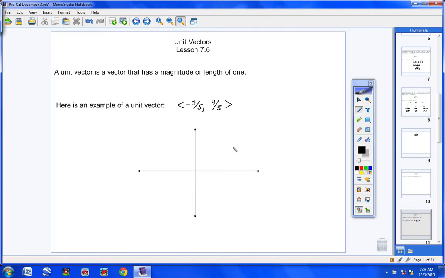I would like you to write this in your notes. I want to show you something you need to see. I want to show you what a unit vector looks like and how we know it's a unit vector. Here is an example of a unit vector. Now, I'm going to go ahead and draw this vector, and I'm not going to worry about getting the fractions just right. It's over -3/5 and it's up 4/5. So I'm going to go ahead and draw my vector.